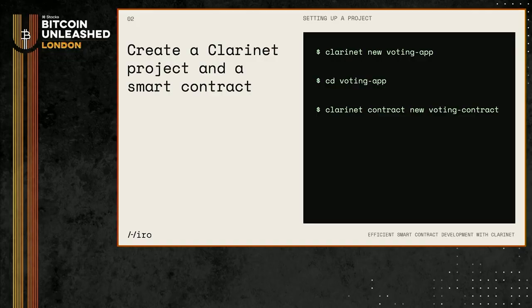Once you have Clarinet installed, you basically have the CLI, and the CLI will allow you to create a new project and create new contracts as well. It's basically the starting point of creating your first smart contract on Clarinet, and not only your first, but all of your smart contracts for Clarity.